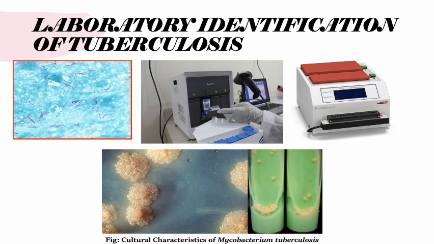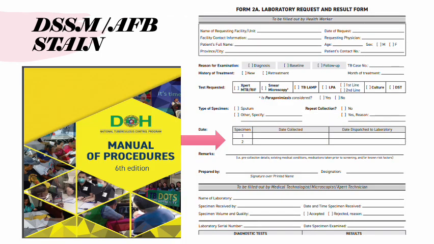Let's now discuss the laboratory identification of tuberculosis. For the Philippines, the DOH established the manual of procedures for the DSSM and AFB screening procedure. This manual has the complete procedures and the specifics when it comes to testing and diagnosing patients with suspected TB cases.